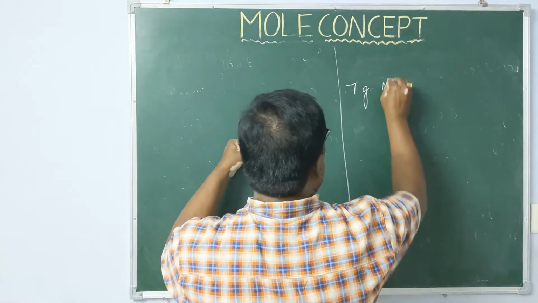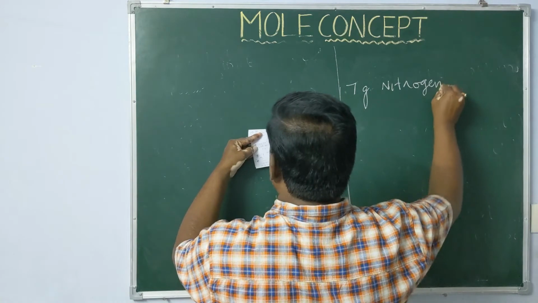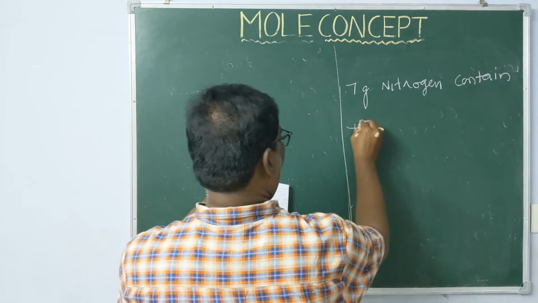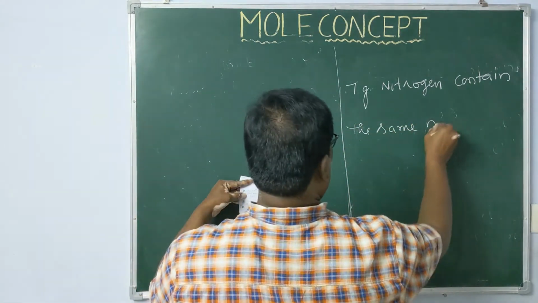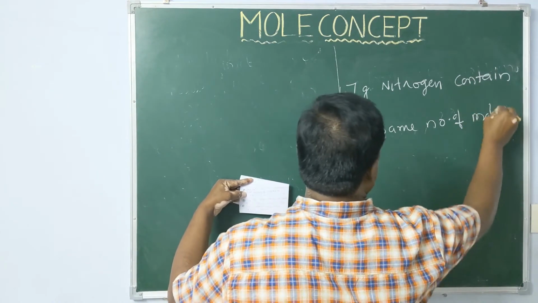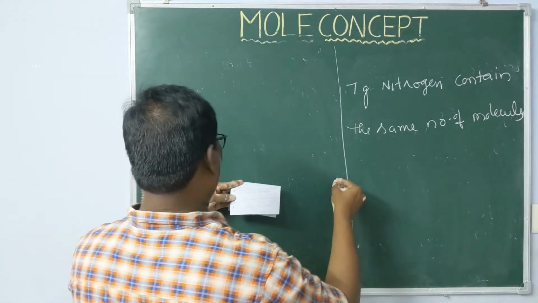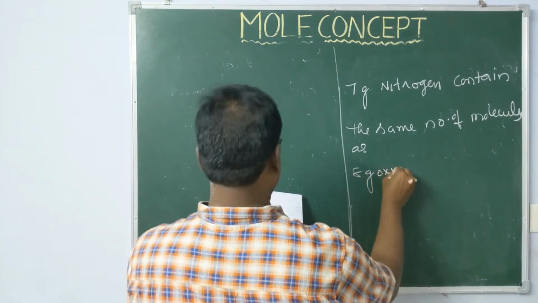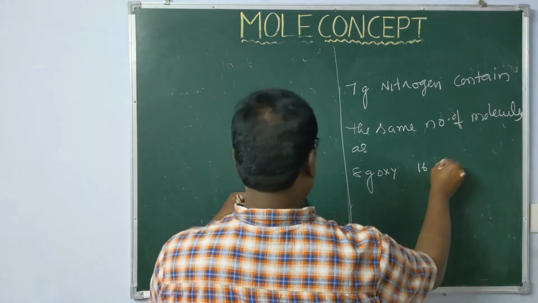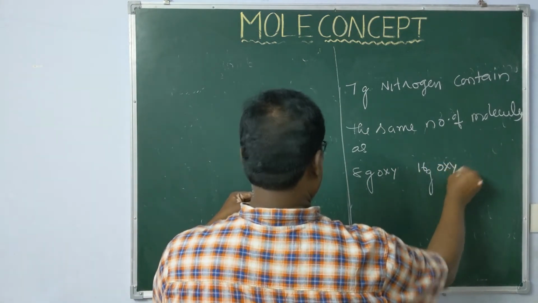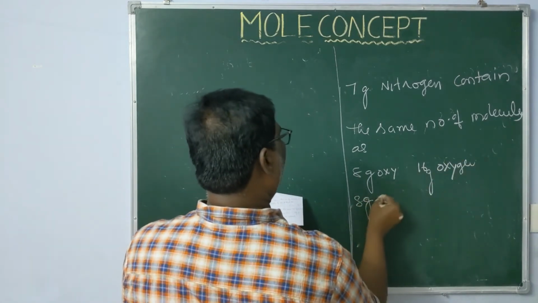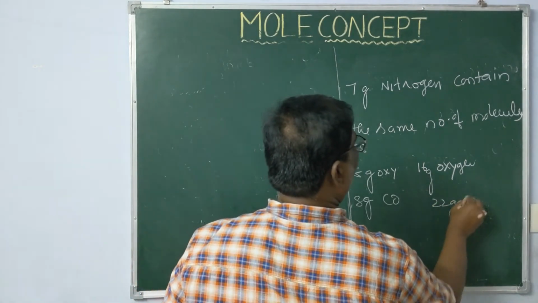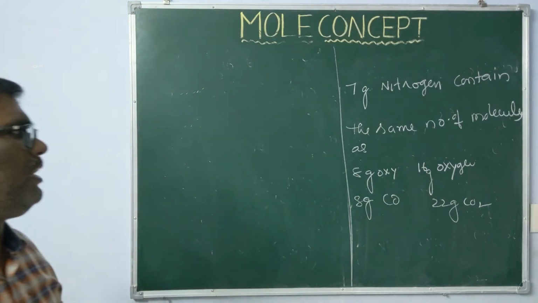7 grams of nitrogen contain the same number of molecules as: option 1, 8 grams of oxygen; option 2, 16 grams of oxygen; option 3, 8 grams of carbon monoxide; option 4, 22 grams of carbon dioxide. So these are the options given.